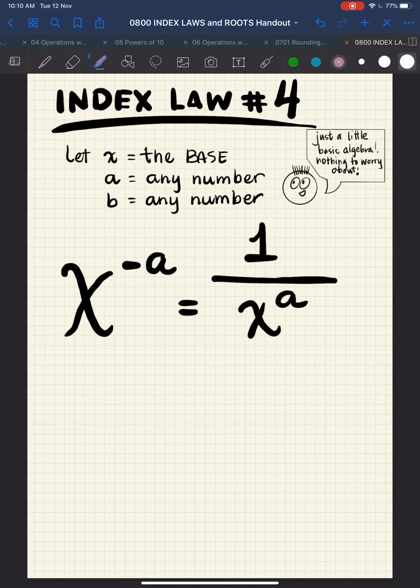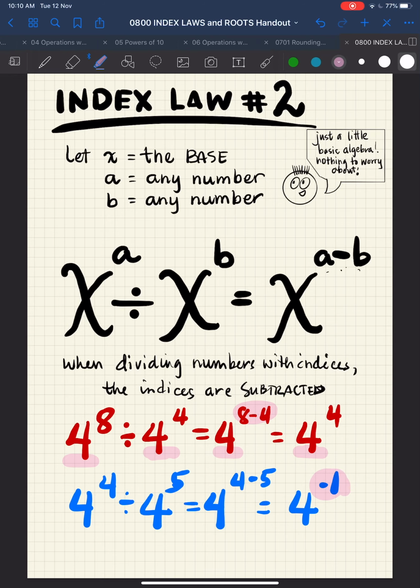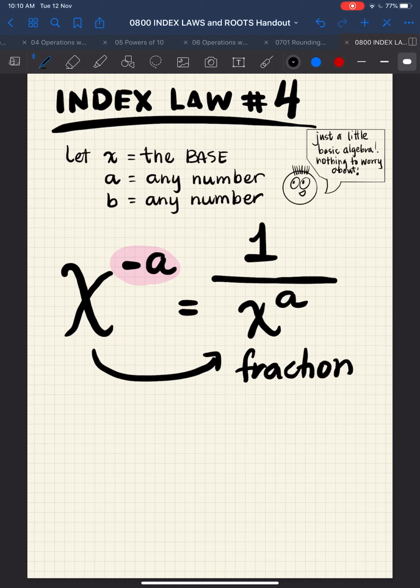Now we have the negative index. Let's look at another example of a negative index. Basically, a negative index just means that the answer is a fraction. That's it. Any base raised to a negative index is a fraction. And if you notice, the index was negative, and once you make it into a fraction, the index is now positive.